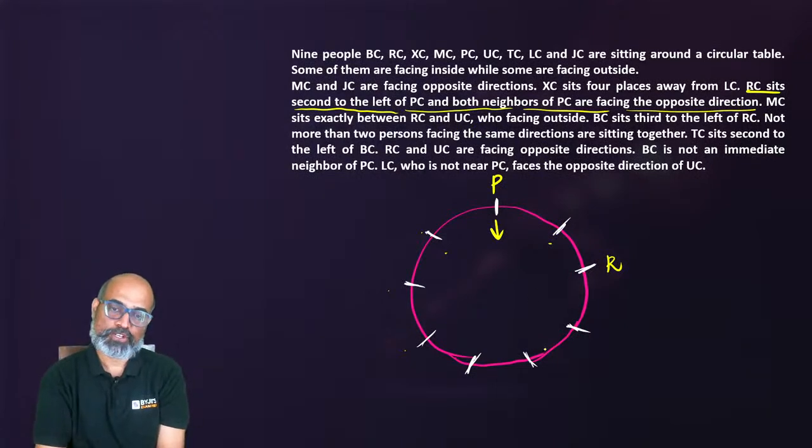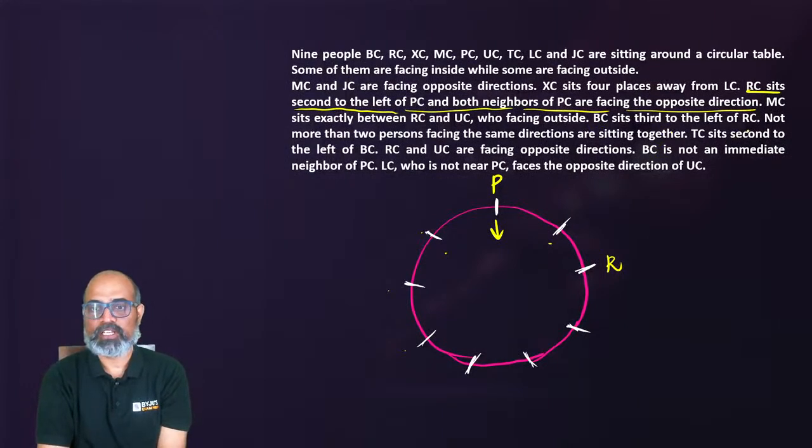M sits exactly between R and U. So we are pretty sure that this can't be U, because then M will take the position of P, which we have already taken, right? We can have a lot of different places. Can't help it. Move to the next statement.